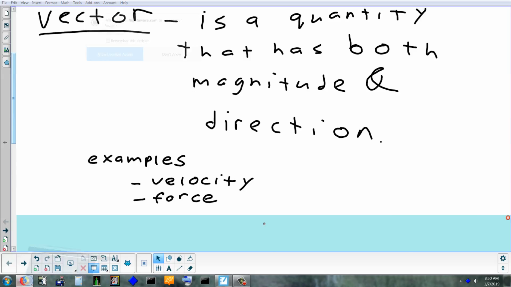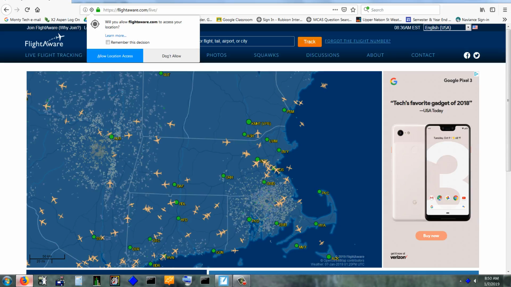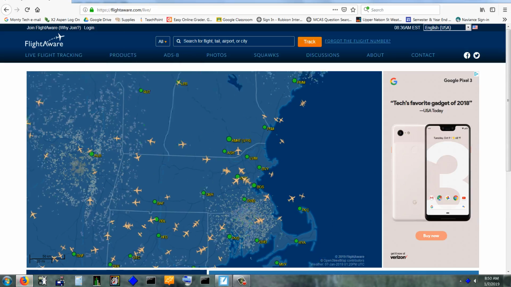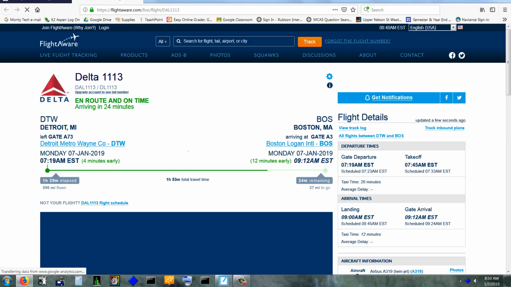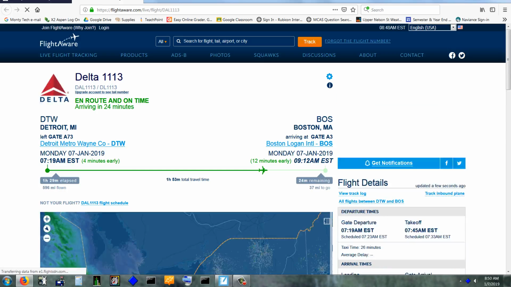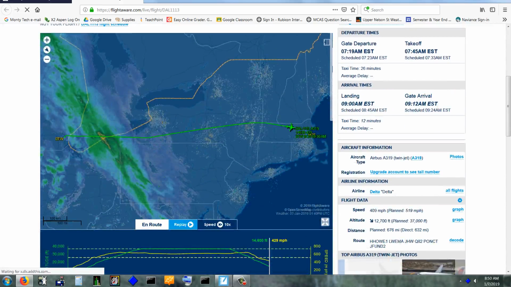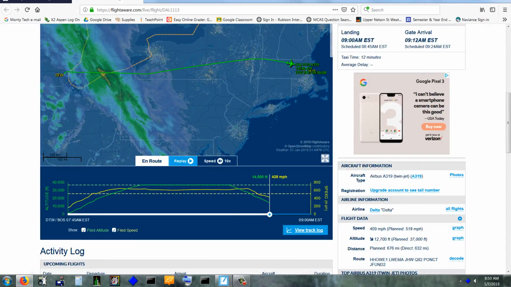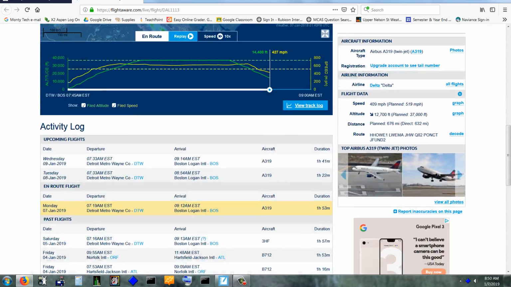Another one is like airplanes. So this is a map of air traffic in our area at the moment, well, surrounding area. And each one of these planes has a magnitude and it has a direction. Right? If we click on one, let's see, you might be able to see some information about its magnitude and direction. Well, there's its magnitude, okay, 409 miles an hour.